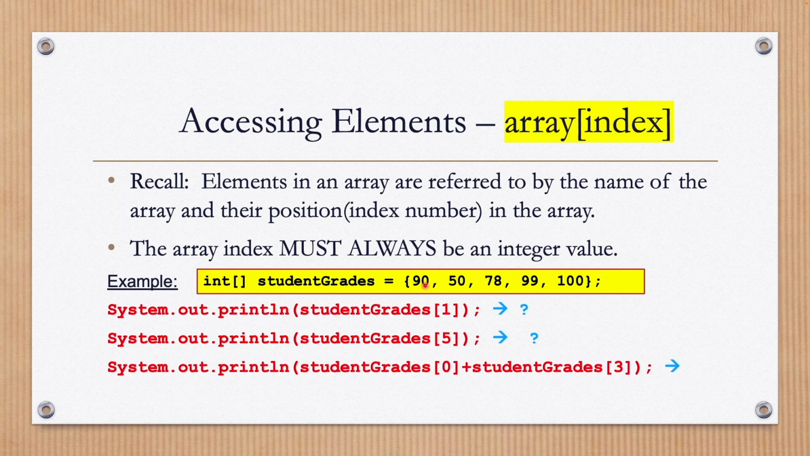And what about the last one? Student grades at 0 is 90. Student grades at 3, 0, 1, 2, 3, is 99. So if you add these two values together, you're going to get 189. That's right.